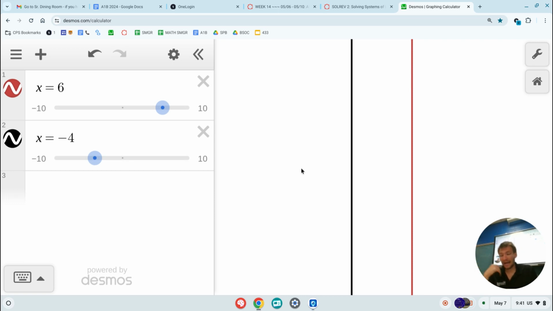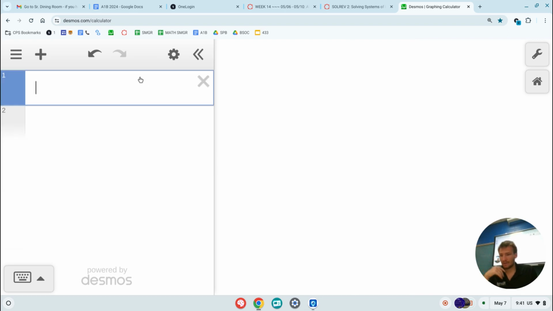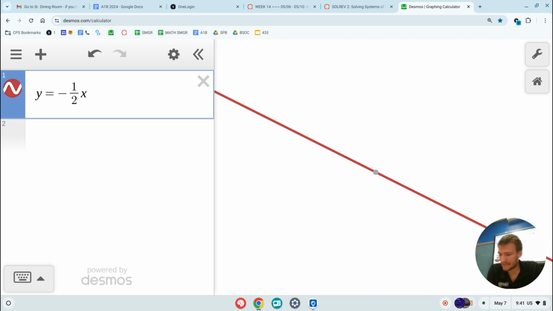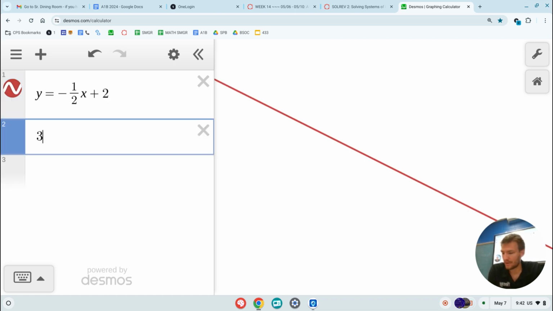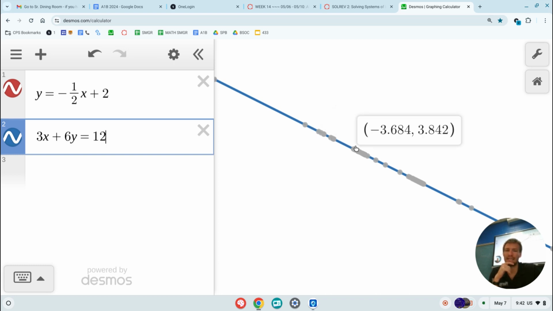And then letter I, again, let's just type this in and kind of see what happens. Y equals -1/2 x plus 2. Make sure that your fraction looks correct like mine. 3x plus 6y equals 12. And I see a whole bunch of these dots. Now that's kind of a Desmos thing. Desmos is kind of glitching out because it's trying to tell you where these two lines touch.